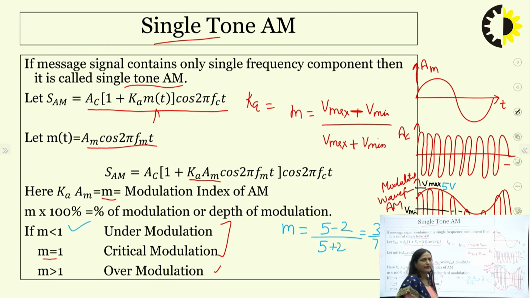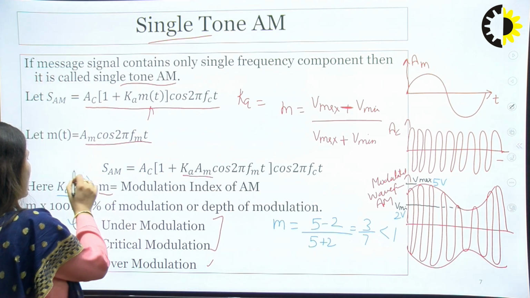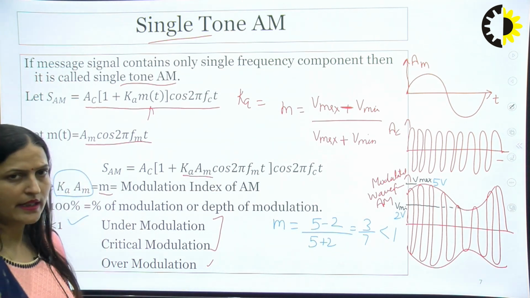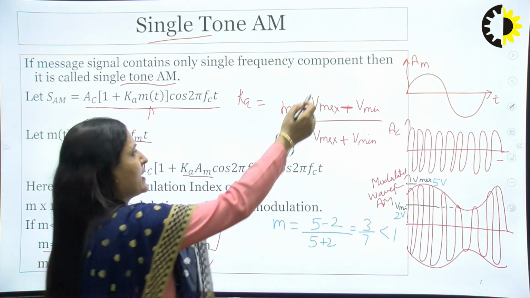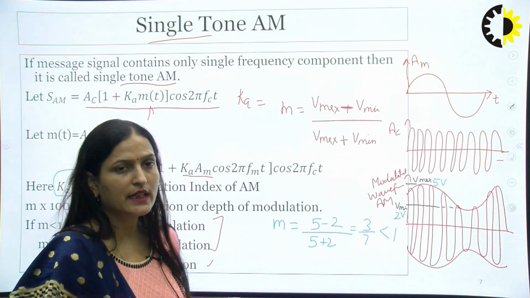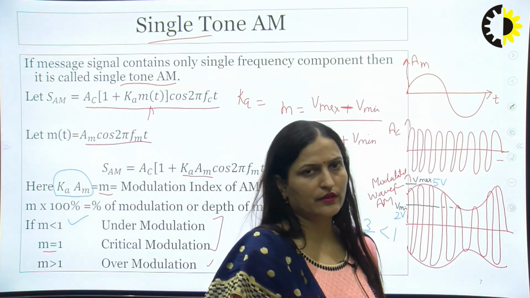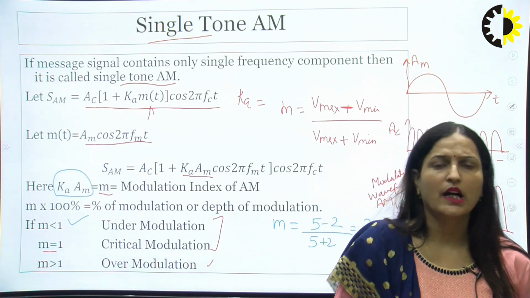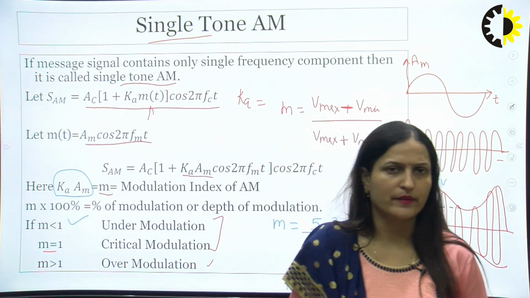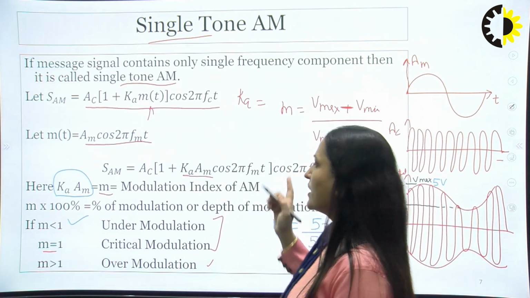Okay. So this is your less than 1, and this M depends on these two factors, Ka into Am. Here Am is the amplitude of your message signal, but Ka is the sensitivity of the modulator, which type of modulator you are using and what is the sensitivity of that modulator. Okay, so this is the under modulation.